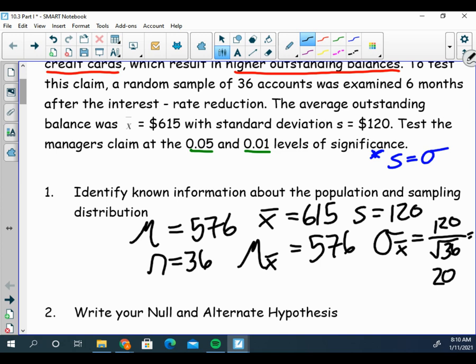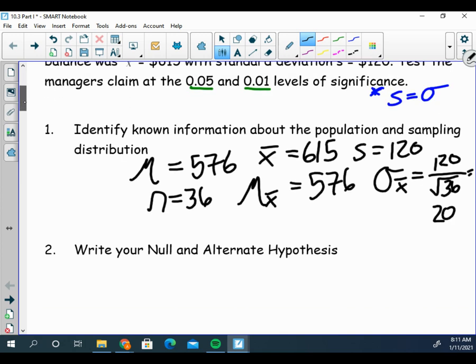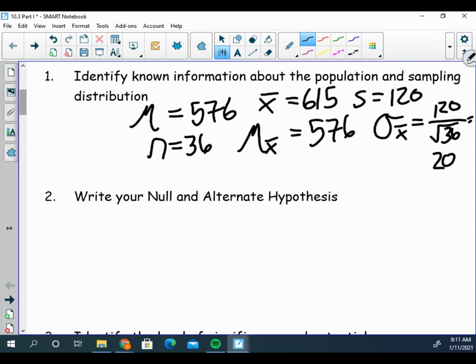Okay, so now we're going to write our null and our alternate hypothesis. Again, we have our information. The null hypothesis, again, no news here, nothing new. Despite the change that they made lowering those interest rates, we're assuming that people are using the credit card at these same rates. We'll assume no changes happen and see if there is sufficient evidence to say change has happened.